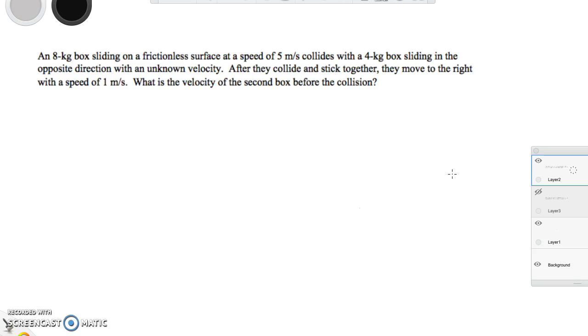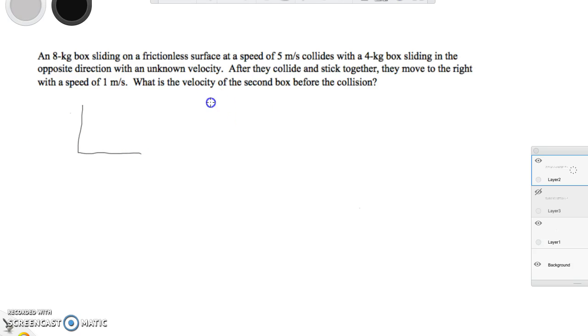So here we have a box sliding on a surface, and it's going to collide with another box, and we don't know how fast that box is going. They're going to collide and stick, and they're going to move to the right with a speed of 1 meter per second. Then it asks us to find the velocity of the second box before the collision. So we can use conservation of momentum here.